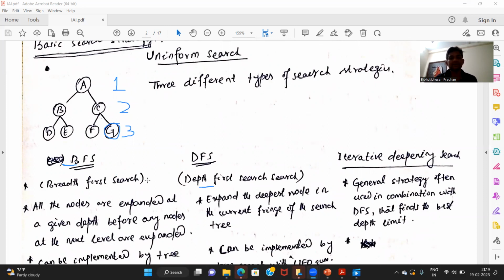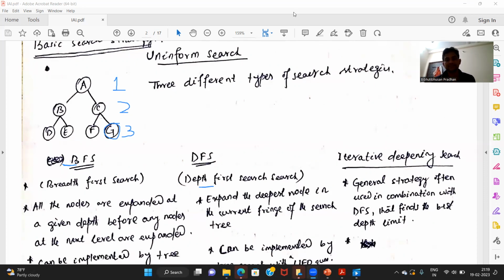In order to circumvent this difficulty, we go for the next searching strategy, that is depth first search. So what is depth first search? Depth first search is the one that follows the rule that it expands the deepest node in the current fringe of the search tree.